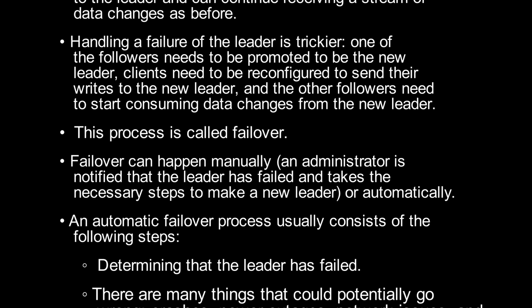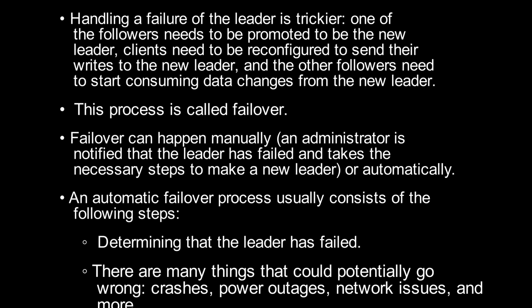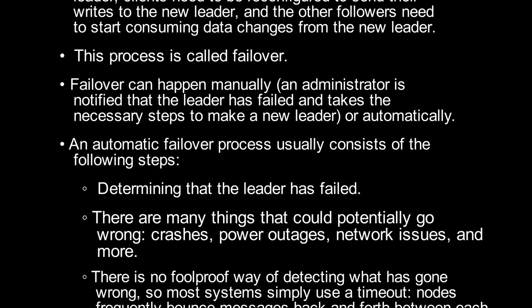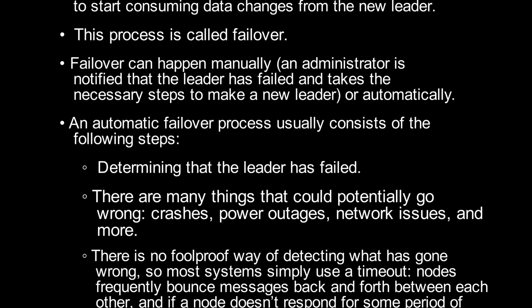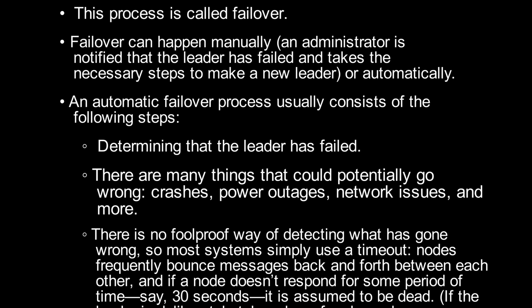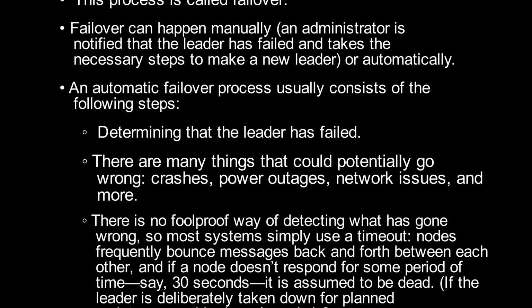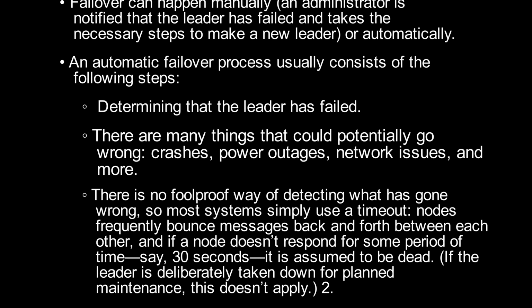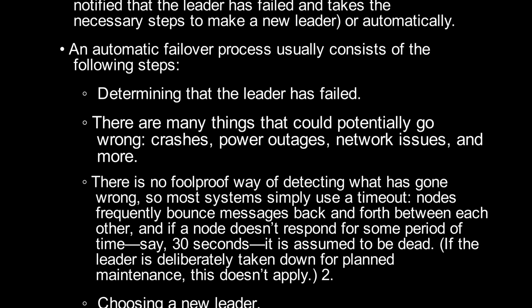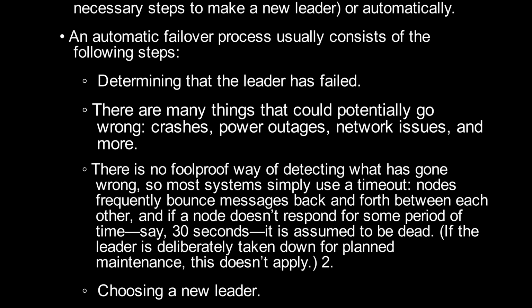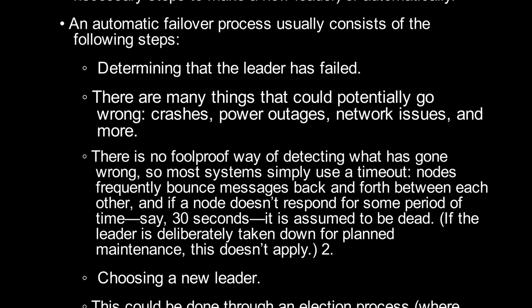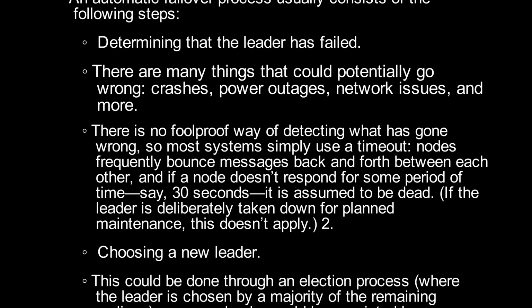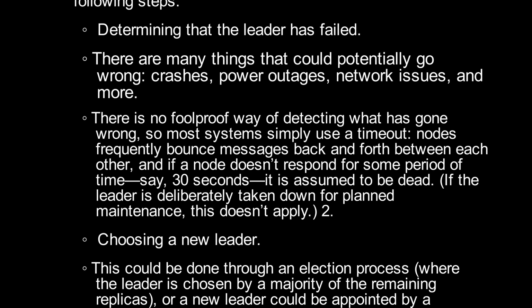An automatic failover process usually consists of the following steps: 1. Determining that the leader has failed. There are many things that could potentially go wrong: crashes, power outages, network issues, and more. There is no foolproof way of detecting what has gone wrong, so most systems simply use a timeout. Nodes frequently bounce messages back and forth between each other, and if a node doesn't respond for some period of time, say 30 seconds, it is assumed to be dead. If the leader is deliberately taken down for planned maintenance, this doesn't apply.